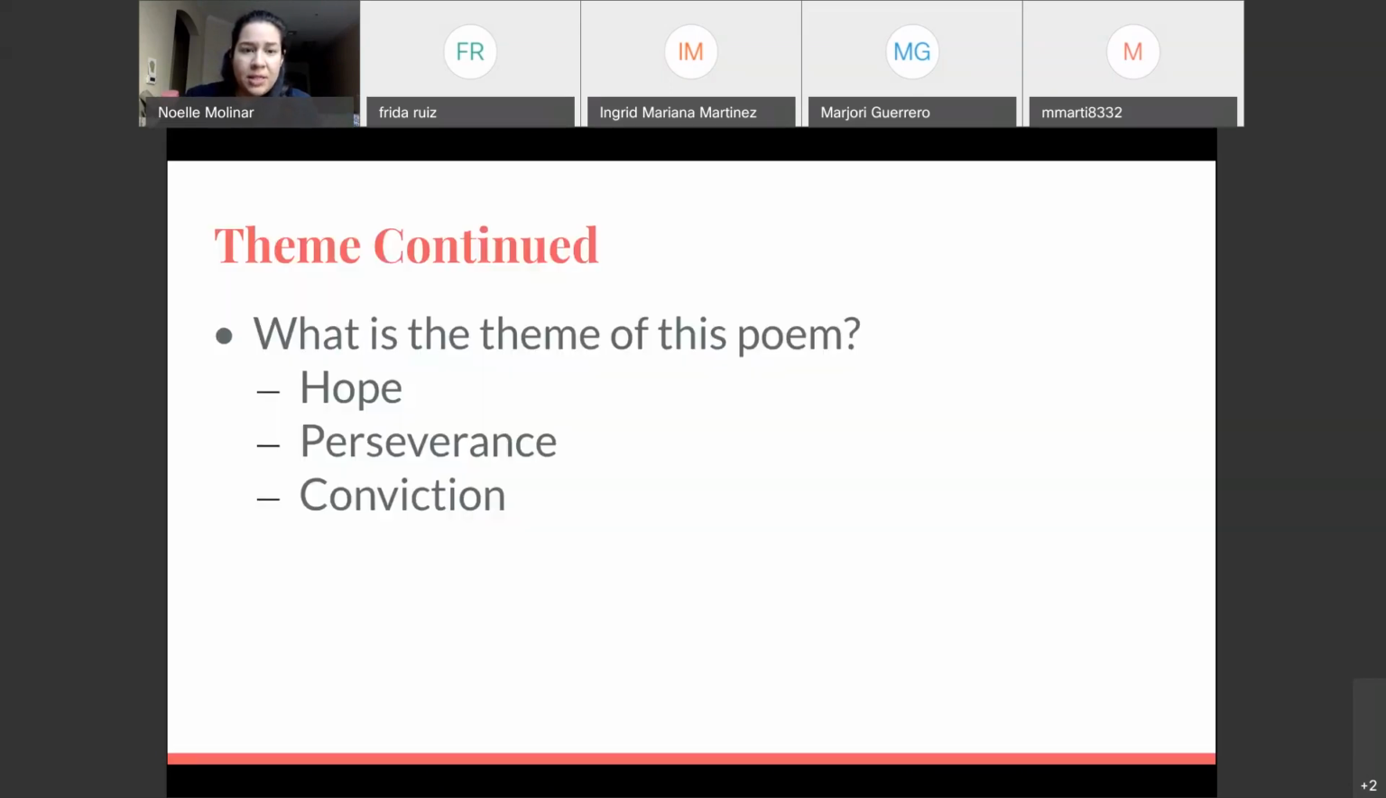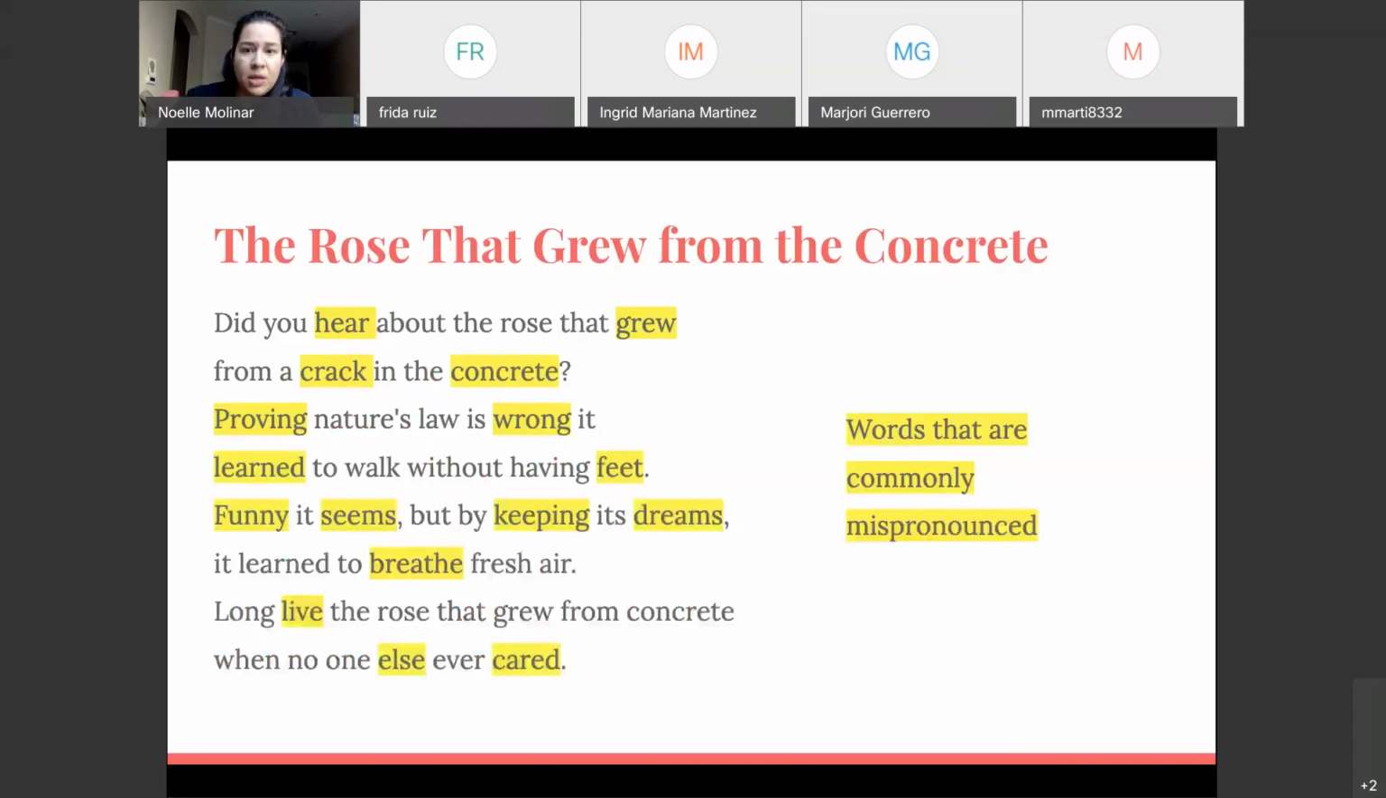Now, some other things that are important about poems. Those were the words that were commonly mispronounced. We did that yesterday, but it's good to look at them again to see where they are. If you want to practice at home, practice reading this out loud by yourself or with a family member or a friend. We don't have the opportunity to practice as much because of the video conference, but it's still a really good skill to work on.